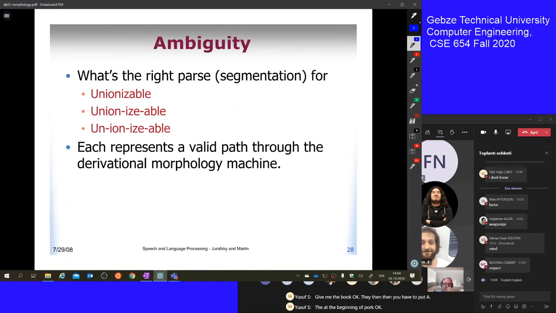And there are, like in Turkish, in English too, there are many ways a word can be parsed in our finite state transducer. Unionizable, it could be either un-ionizable or union-izable. Well, it may not be meaningful semantically, okay, but it is a morphologically valid parse.